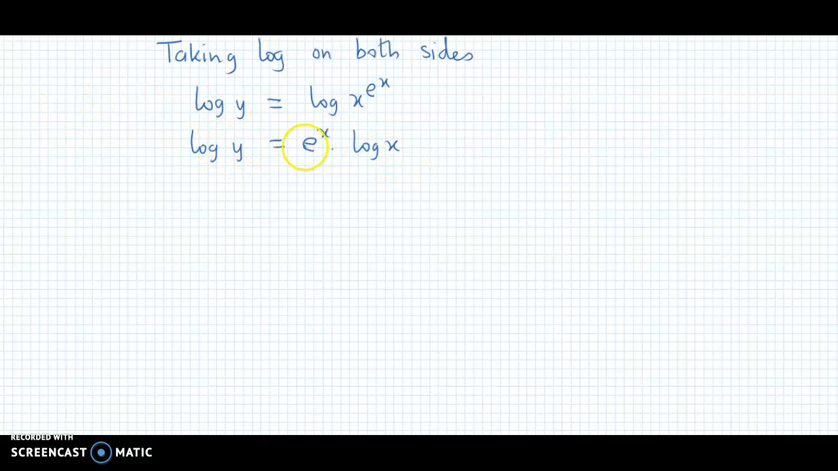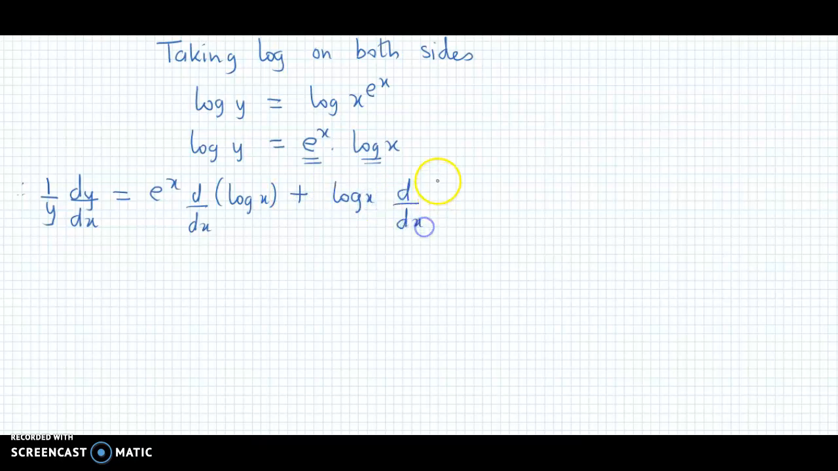we get, now if we differentiate with respect to x, the derivative of log y would be 1 by y times dy by dx, and on the right hand side we apply the multiplication rule. We have e raised to x into the derivative of log x, plus log x into the derivative of e raised to x.